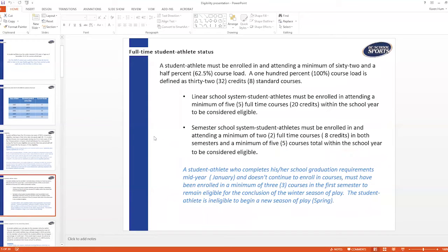So the next item we're going to look at is full-time student status. A student athlete must be enrolled and attending a minimum of 62.5% course load. 100% course load is defined as 32 credits or 8 standard courses. So we break it down. If it was a linear school system, they must be attending a minimum of 5 full-time courses, 20 credits within the school year to be eligible.